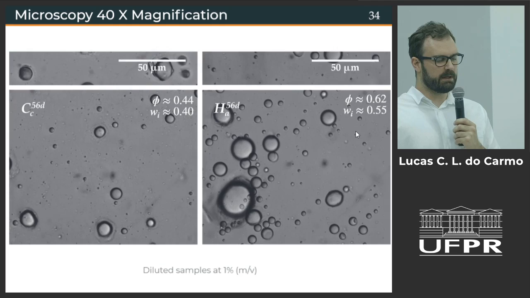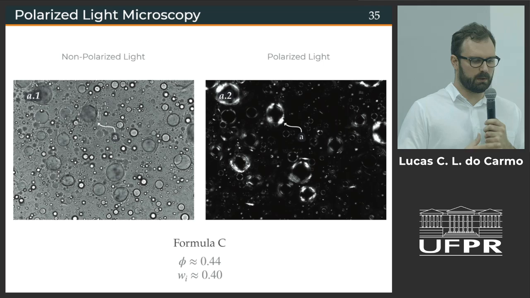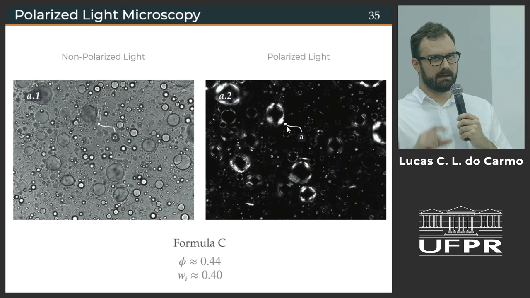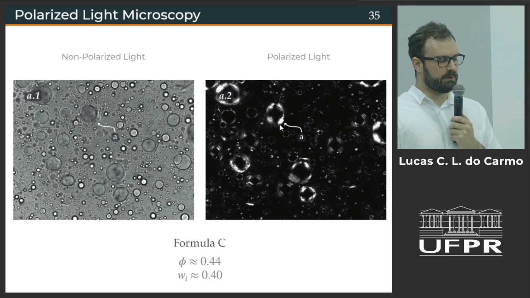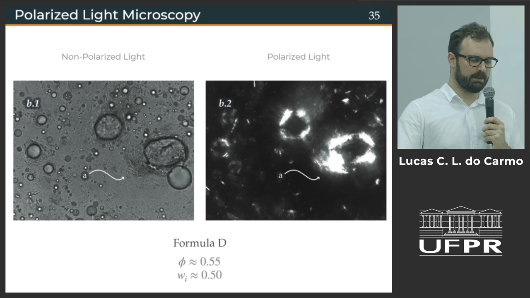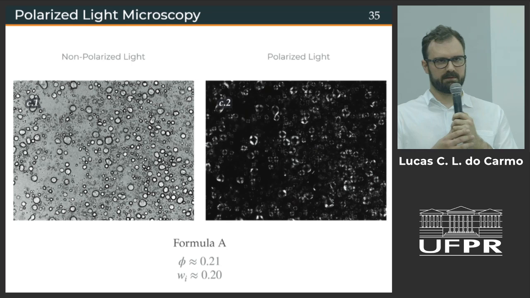So we investigated using polarized light microscopy, where we found that these formulas actually had these liquid crystalline phases surrounding them, which is identifiable by these birefringent structures here shown by the white color. And this happened for several of the formulations. And actually, there is a large buildup of these liquid crystals on the interface. And this happens for most of the droplets that are analyzed, if not all of them.